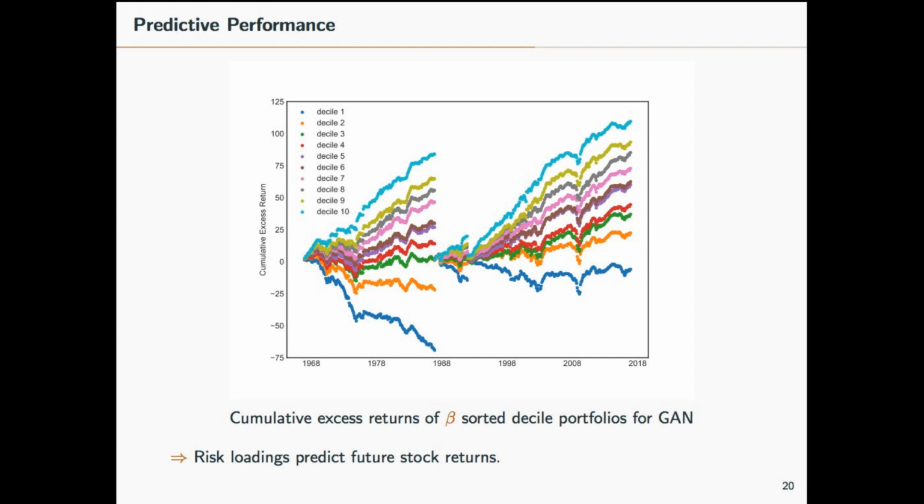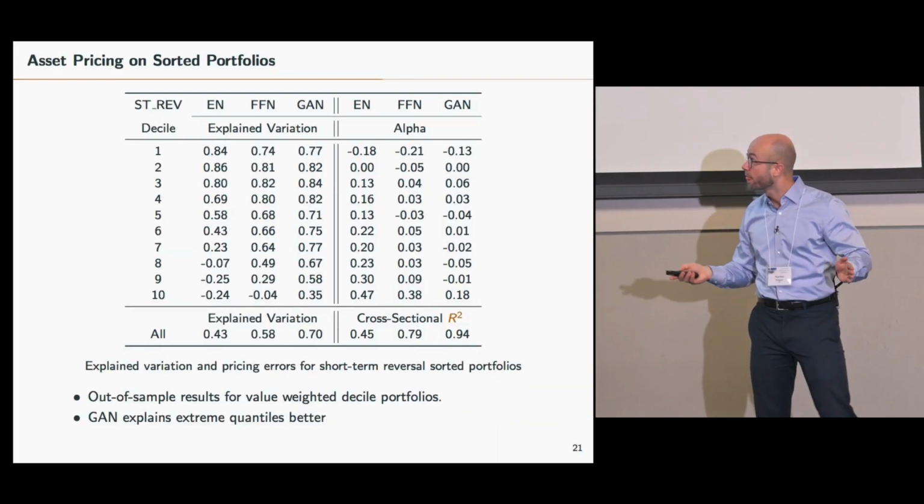Now, once I have an SDF beta, it should predict future returns. High beta should be high future returns, low beta, low future returns. So what I'm going to do is sort all my stocks into deciles based on past periods' betas. And here is where my out-of-sample period starts. And this is the highest beta decile portfolio. It has the highest future return. This is the lowest beta portfolio with the lowest future return. In the middle, we get a perfect ordering. So betas predict future returns.